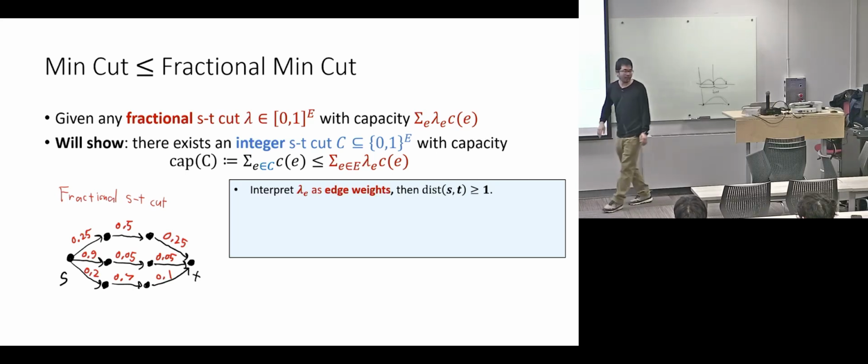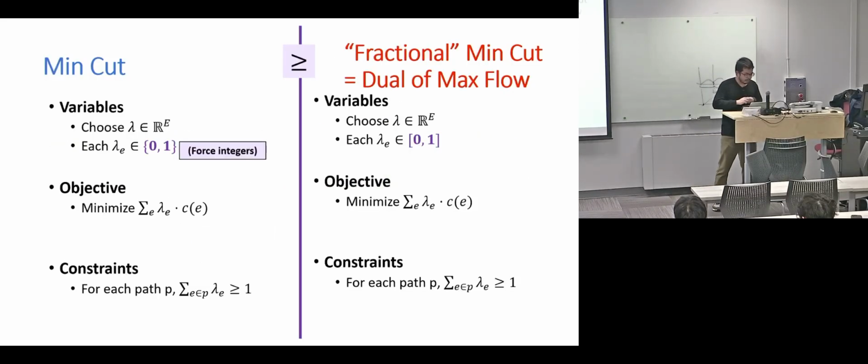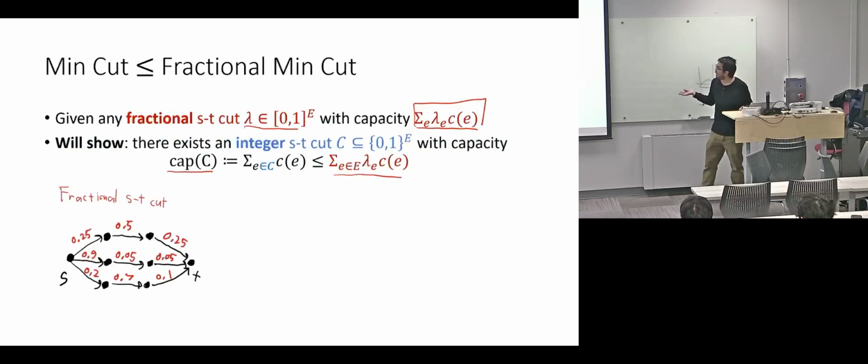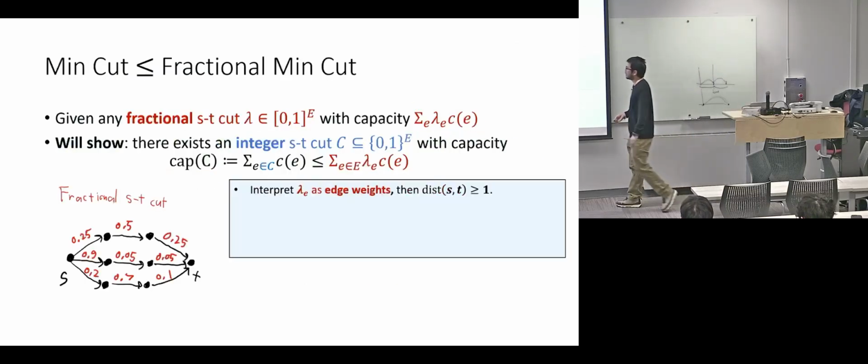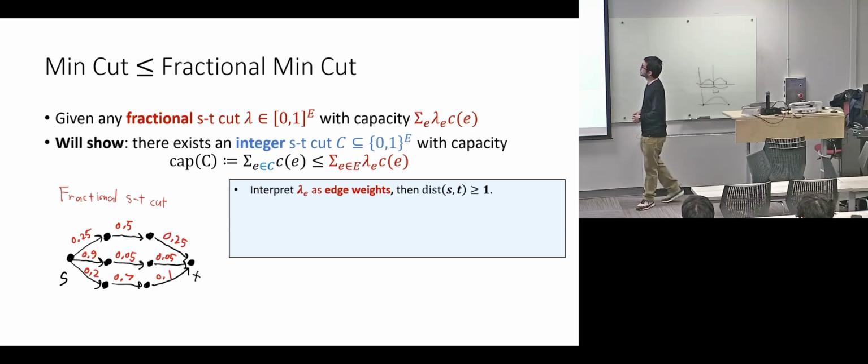Why? Well, you have this thing, right? For every path here, the total length is at least 1. So it means that the shortest path from S to T is at least 1. So lambda e is just the weight assignment such that the distance from S to T is 1. Okay.